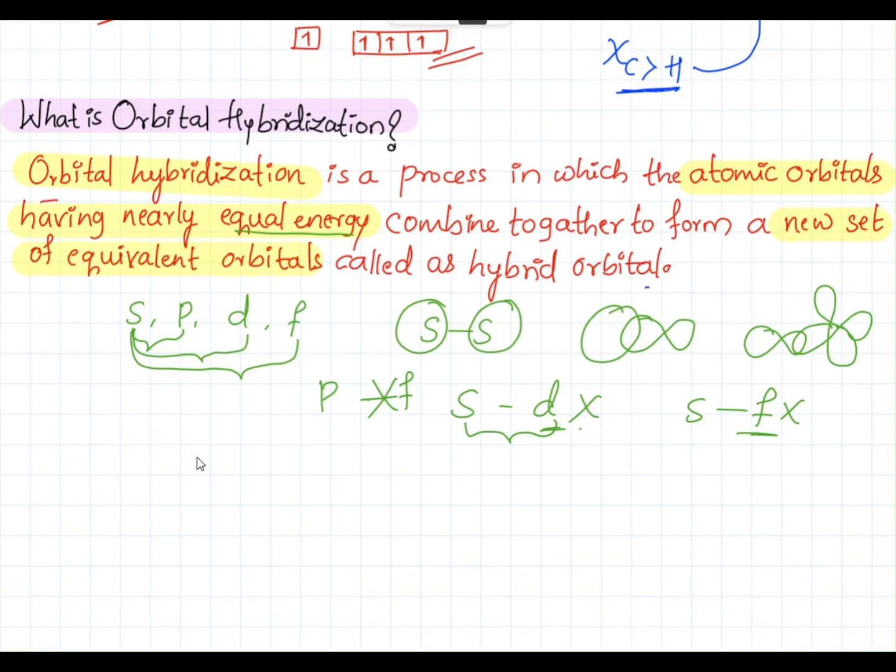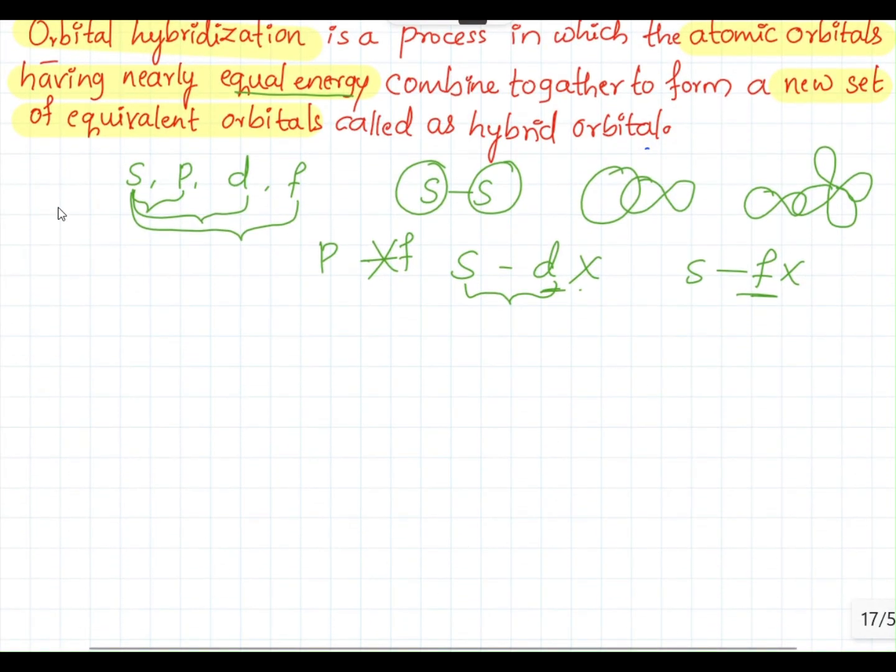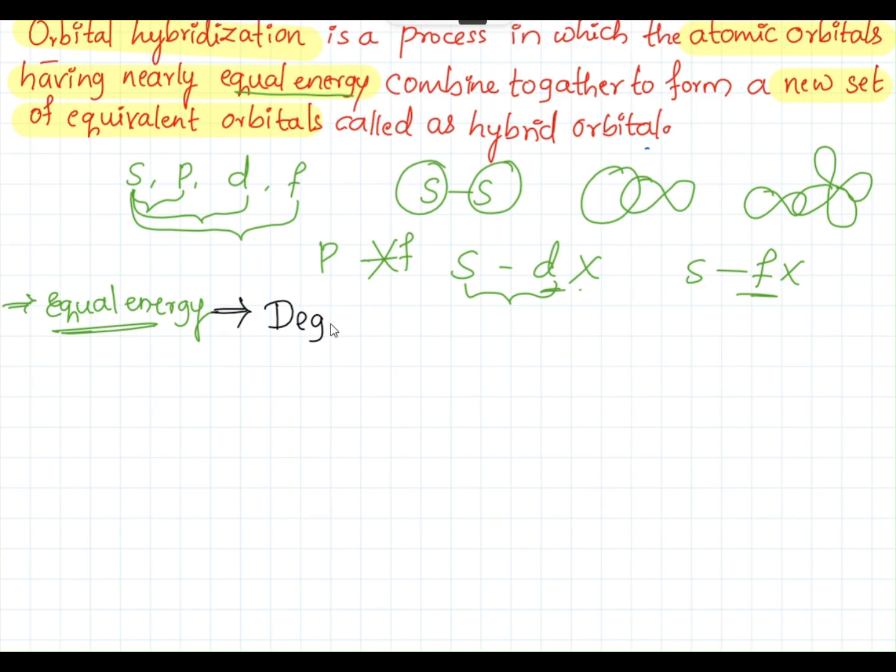These hybridized orbitals have equal energy. Hence, they are called degenerate orbitals. Hybridized orbitals are also called degenerate orbitals, as they have equal energy.